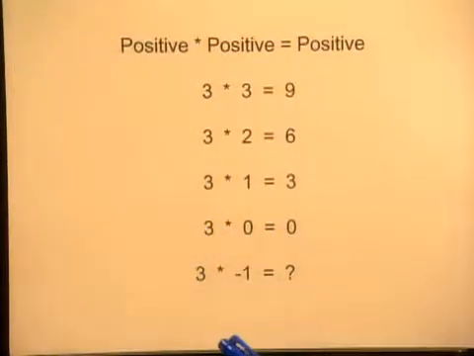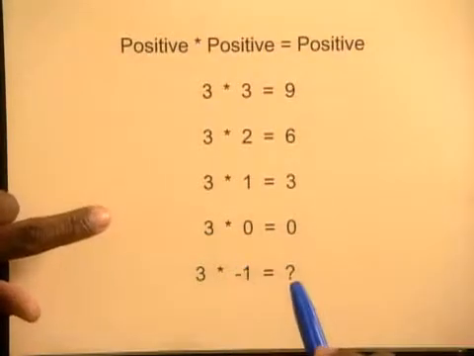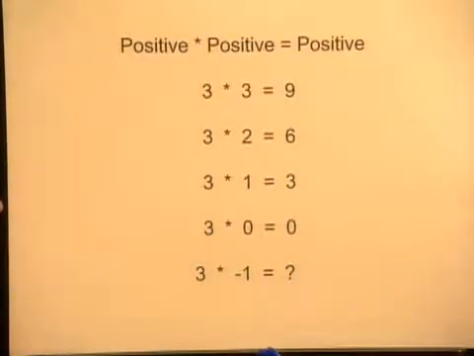Next, we have 3 times 2 equals 6, right? Then 3 times 1 equals 3. And 3 times 0 equals 0. So do you notice a particular pattern here? They're all decreasing by 3? Exactly. The numbers are decreasing by 3.